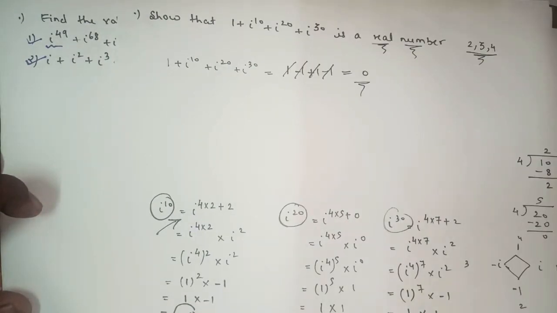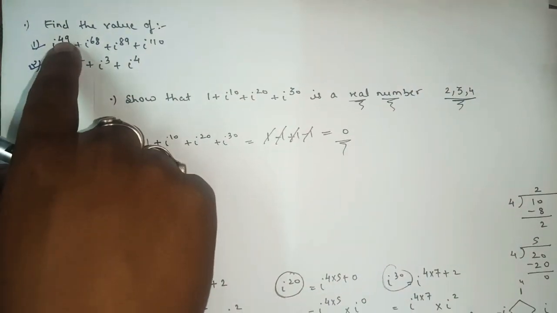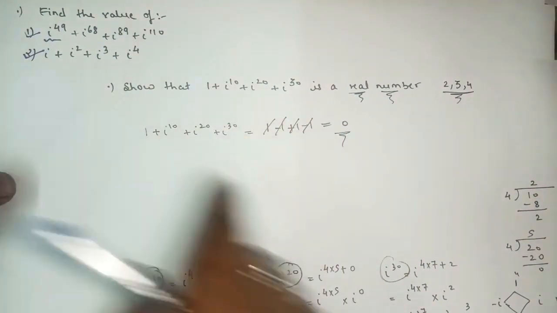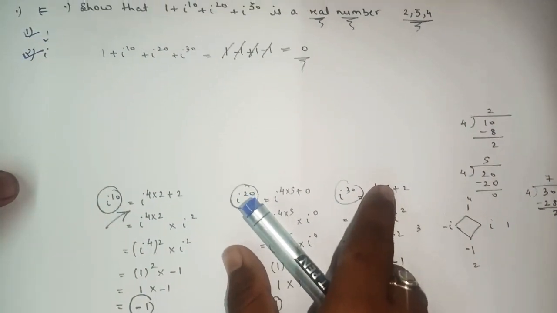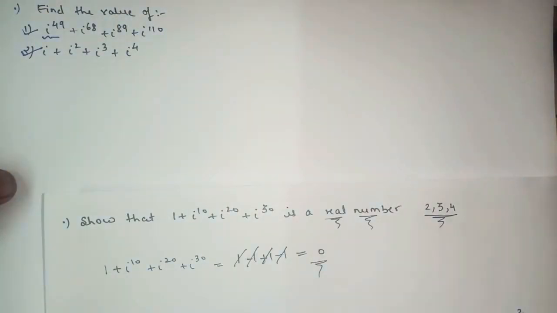Okay, so always see to it that whether the power is 30, 20, 40, 60, 80, 100, any power, always divide the number by 4. So take the divisor as 4 only. I hope these two sums you can try by yourself.